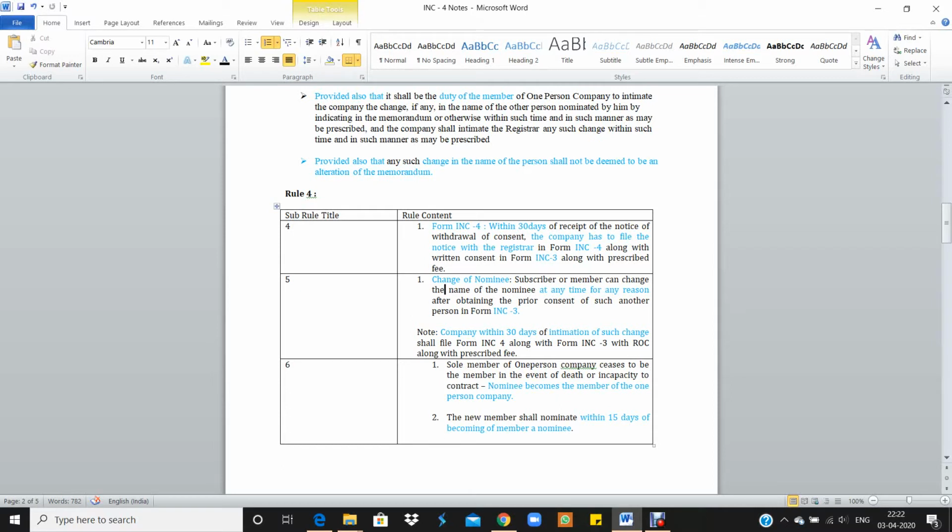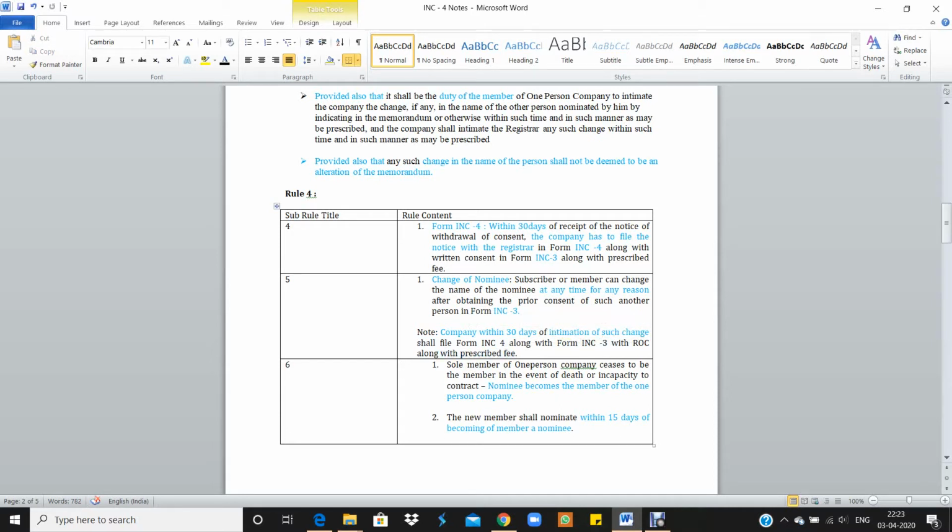Then the company, within 30 days of intimation of such change by the member, has to file INC 4 along with INC 3, that is the written consent of the new nominee, with the ROC along with the prescribed fee.